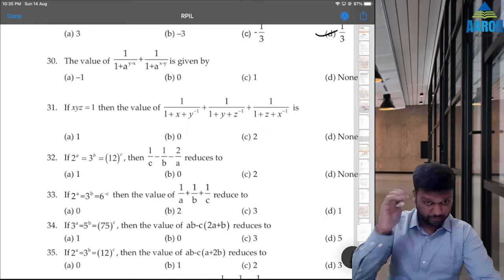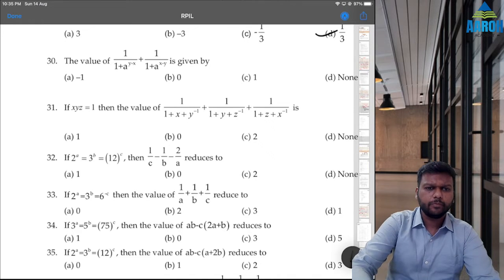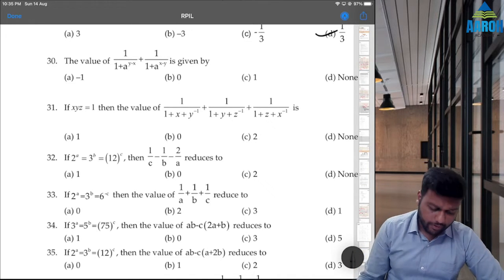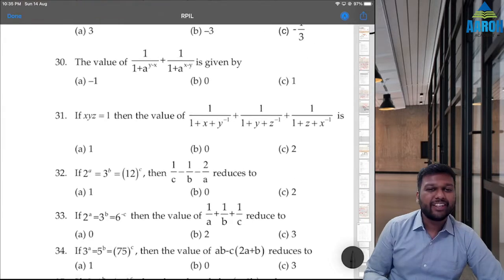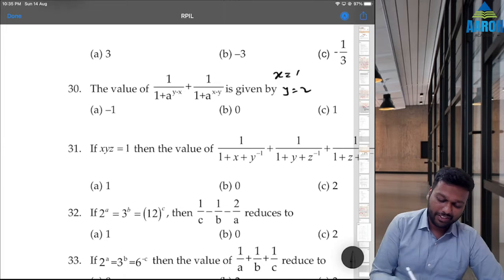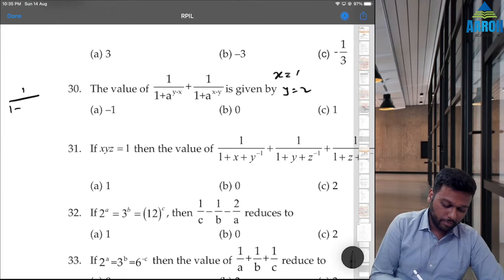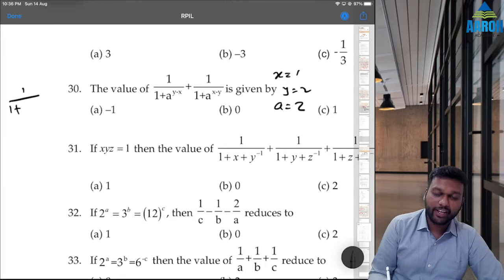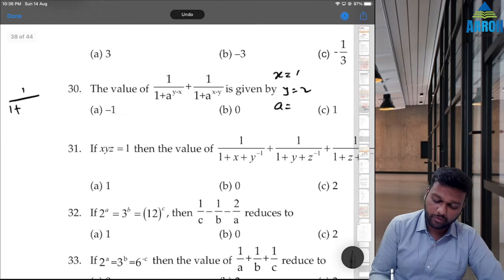Let's go to it. Just a second. 30. So the value of this is given by, again, you can solve, but put x as 1, y as 2. So it will be 1 upon 1 plus, let's put a also as something, a as 2, let's say, or a as 3 if you want, whatever.